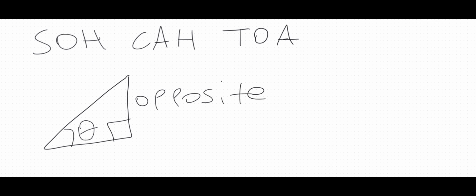And the longest side, which is usually across from the box, known as the right angle indicator, is called the hypotenuse. I'll just short form it. And the last length is called adjacent.